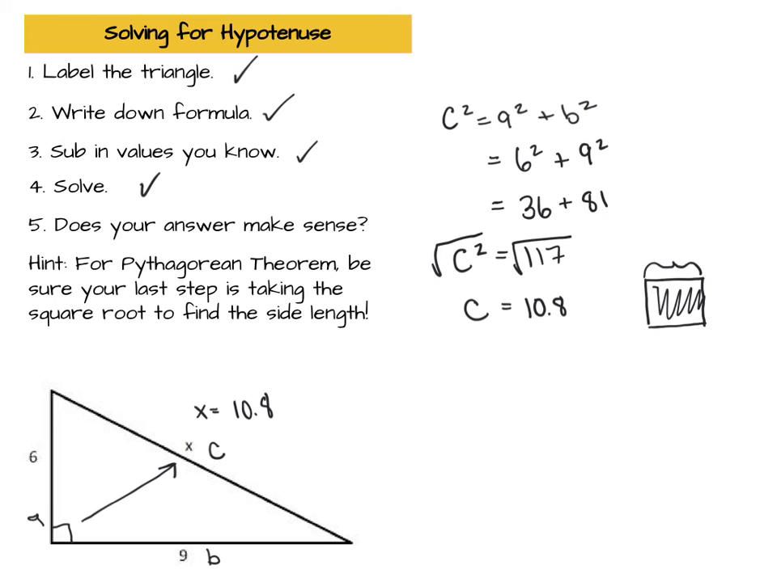So C needs to be our longest side, and we have legs of 6 and 9, and the hypotenuse is longer than both of those, so that makes sense. Because if we had an answer of 117, that wouldn't really make sense. We know we need to do one more step because that number should be a little bit closer. So we did check. So there's 5 steps.